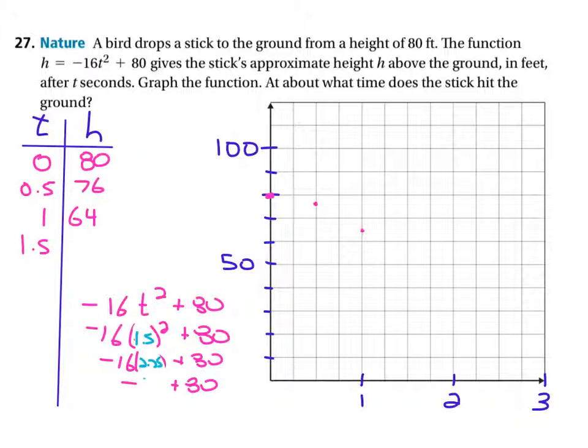2.25 and 2.25. You can write this multiplication out over on the side, but 2.25 times 16 is 36, so negative 36. And what's negative 36 plus 80? It's 44. So over at 1.5, we've got an output of 44. And where is that? It's about there.